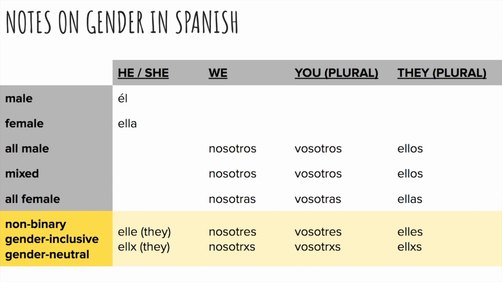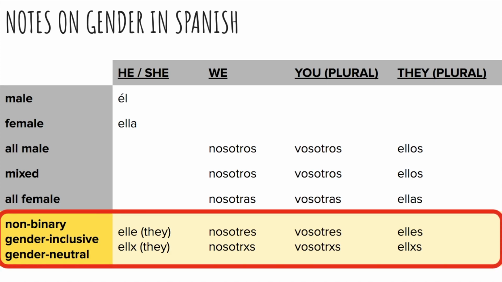Language, of course, is not a static thing. It is constantly evolving. You've probably heard the use of the singular they in English as a gender-neutral alternative to he and she. While there isn't an officially recognized equivalent in Spanish, some options have been proposed. The X ending is often used to indicate gender neutrality. However, it makes some words hard or impossible to pronounce. Instead, the use of a final E has been offered as an easily pronounced alternative.